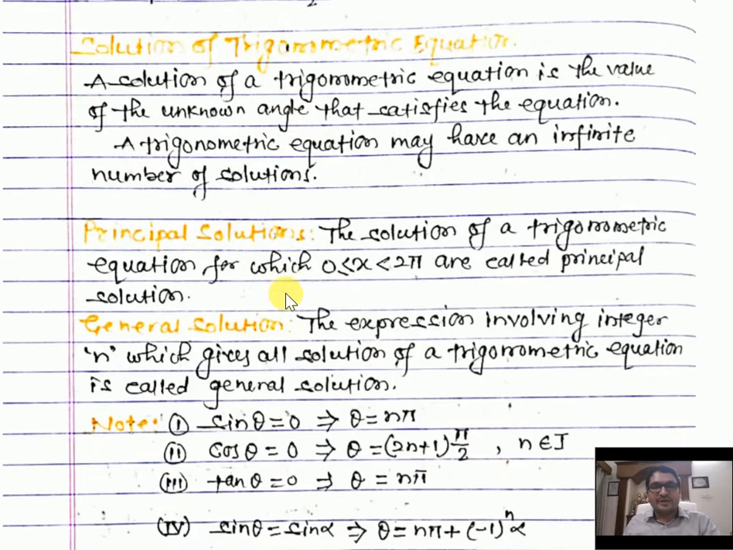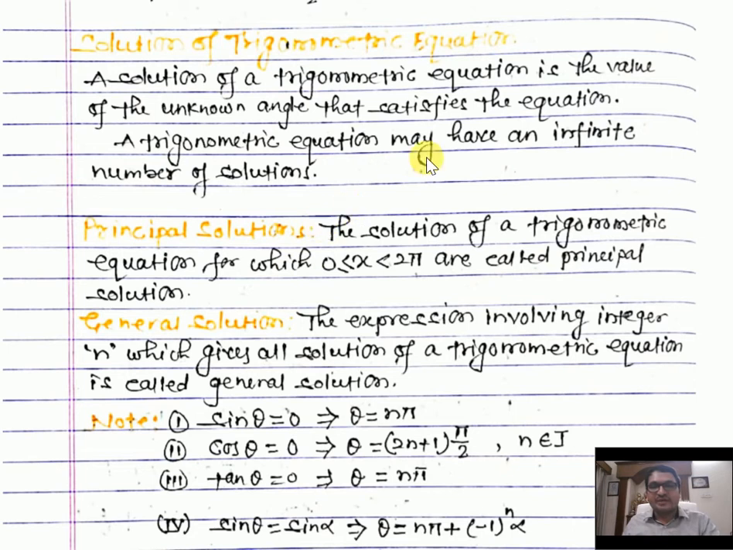Solution of trigonometric equations. A solution of a trigonometric equation is the value of the unknown angle that satisfies the equation. A trigonometric equation may have an infinite number of solutions. There are two types of solution. We are going to learn how to write the solution of trigonometric equations: principal solution and general solution.